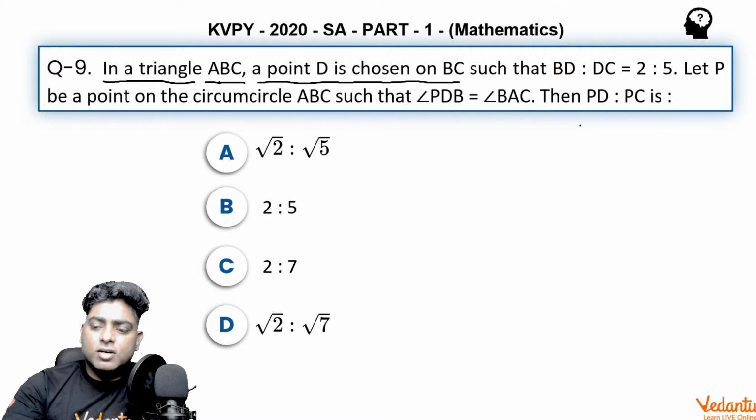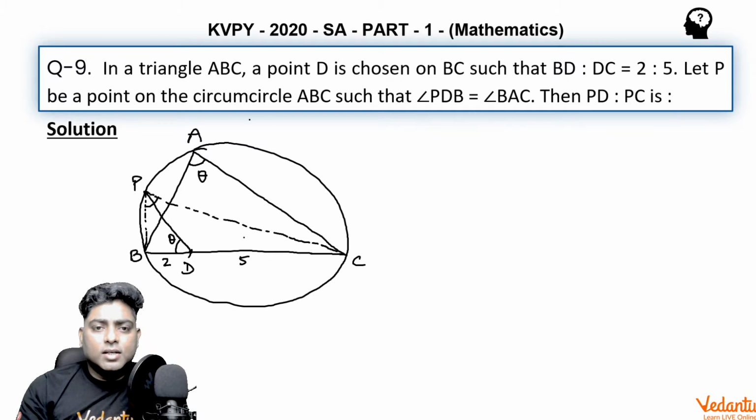I have drawn a figure corresponding to the question information given. Let's have a look. I first draw the triangle ABC. As you can see, triangle ABC. Then point D is taken on BC, so that BD is to DC is 2 is to 5, 2K, 5K you can take. Then P is taken on the circumcircle of the triangle. P can be taken anywhere.